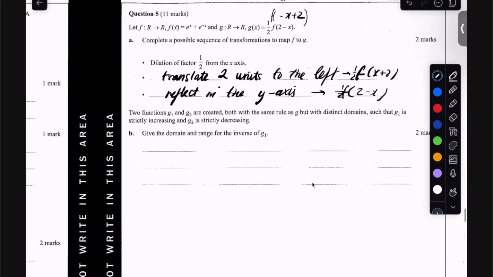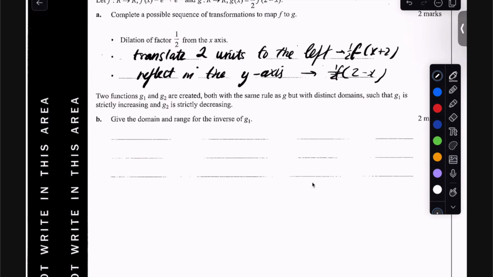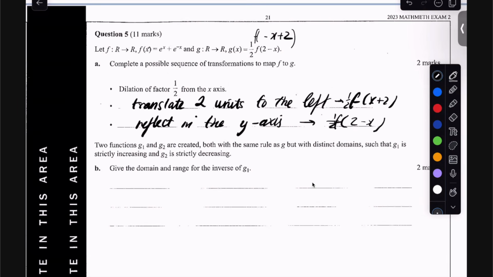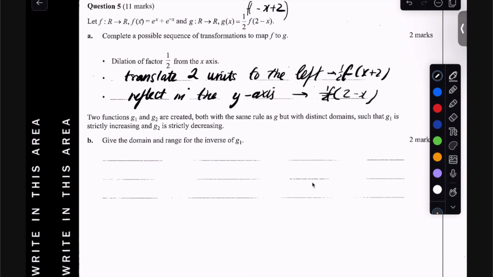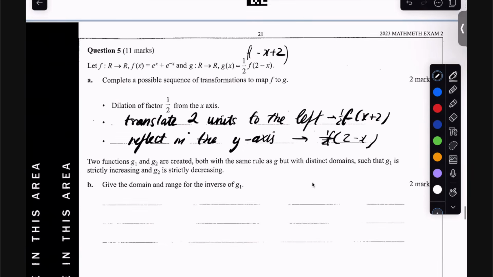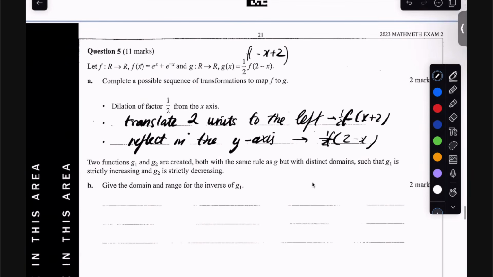Two functions g1 and g2 are created, both with the same rule as g but with distinct domains, such that g1 is strictly increasing and g2 is strictly decreasing. Give the domain and range for the inverse of g1. Okay, so domain and range. So let's just look at g1. g1 is strictly increasing.